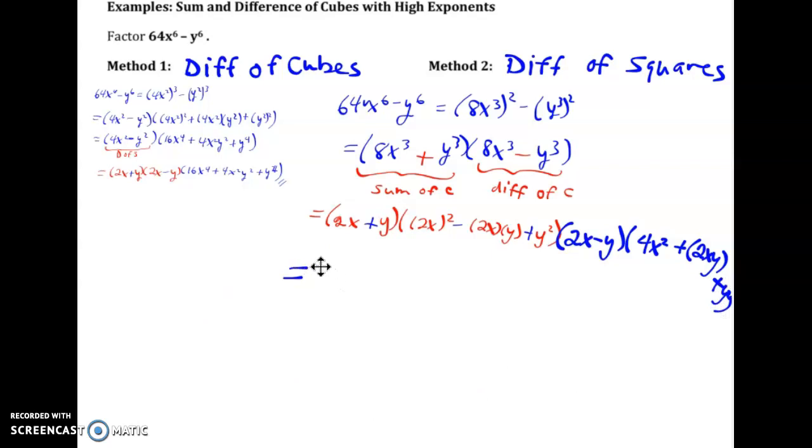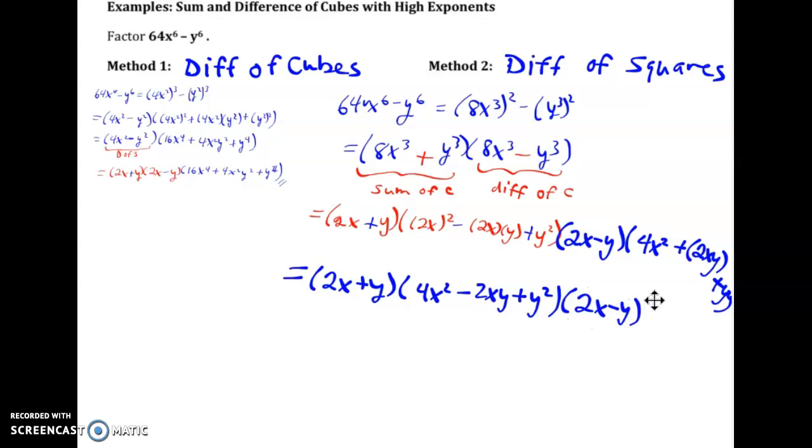And if we simplify this all, we get 2x plus y times 4x squared minus 2xy plus y squared times 2x minus y times 4x squared plus 2xy plus y squared. And there it is, fully factored. You can check each bracket. We can't go any further.